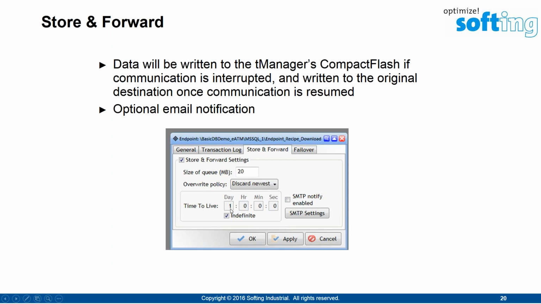With time to live, you can set an expiration period for messages in the queue. Maybe you have store and forward enabled and it got full, but you're not going to need it the next day. So you can select here when to flush all the data in the queue. And lastly, you can get email alerts when the endpoint goes into store and forward mode, and you will get additional emails when the queue is at 50%, 80%, and 100% full.